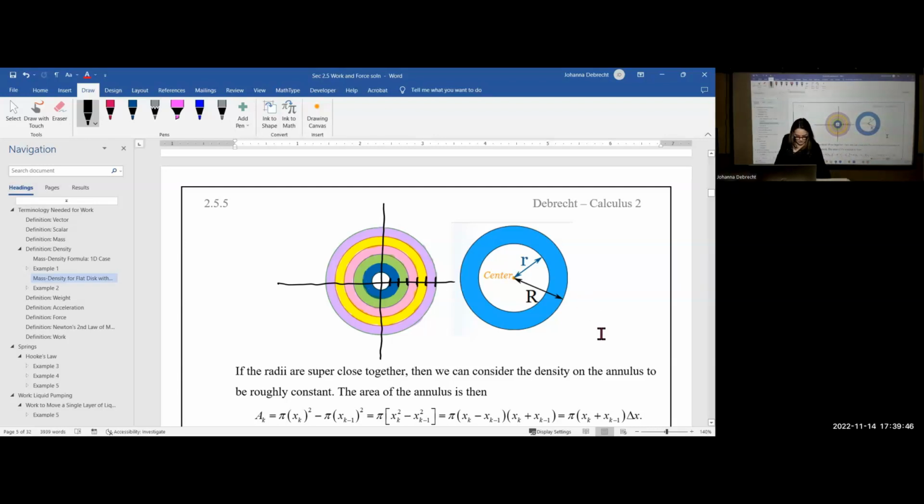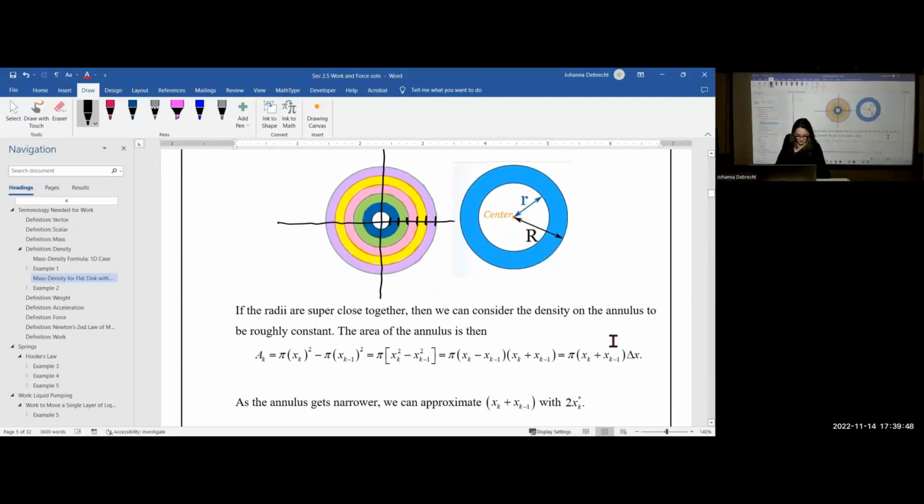Now, if you do that, you end up with the formula that you see here. So you end up with pi times x sub k quantity squared minus pi times x sub k minus 1 quantity squared. Why x sub k and x sub k minus 1? Well, that's the width of each individual annulus, because each partition marks where the next annulus begins. So we take each of these and we square it. We can factor the pi out.